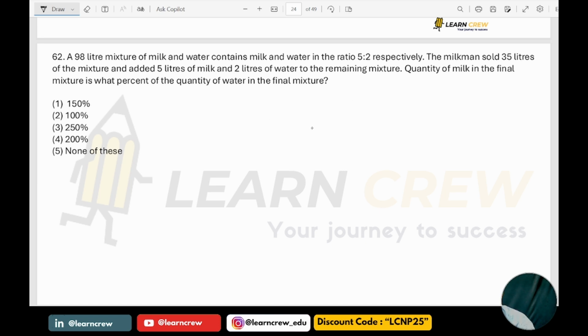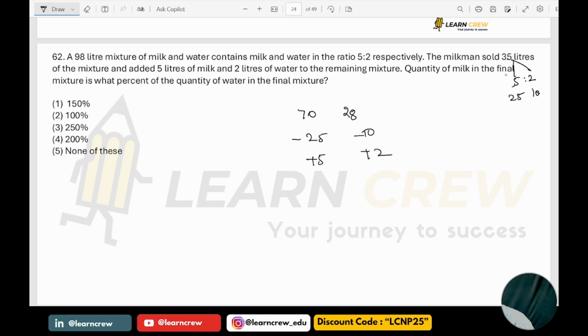Total is 98. It is given that 35 is taken in the ratio 5:2. 7 parts is 35, so 5 parts is 25, 2 parts is 10. Thereby the 98 liter mixture of milk and water in the ratio 5:2 means 7 parts is 98, each part is 14. So 70 and 28: 5 14s is 70, 2 14s is 28. Now minus 25, minus 10, and added 5 liters of milk and 2 liters of water.